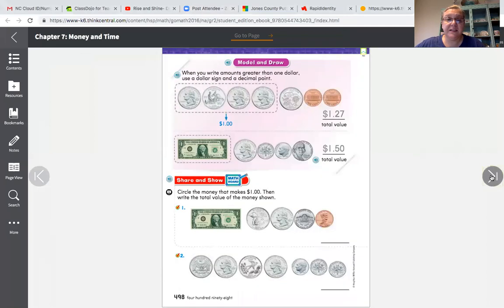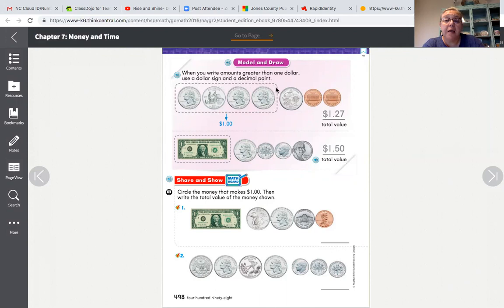Back to mouse. All right, so now we're on page 498. What we're going to do today is we're going to be adding money amounts above $1. So in our pink box, it says, when you write amounts that are greater or bigger than $1, use a $ and a decimal point. And we've already been doing that when it comes to our numbers of the day. So that shouldn't be new to you. But what is new to you, notice they circled coins that equal $1 first.